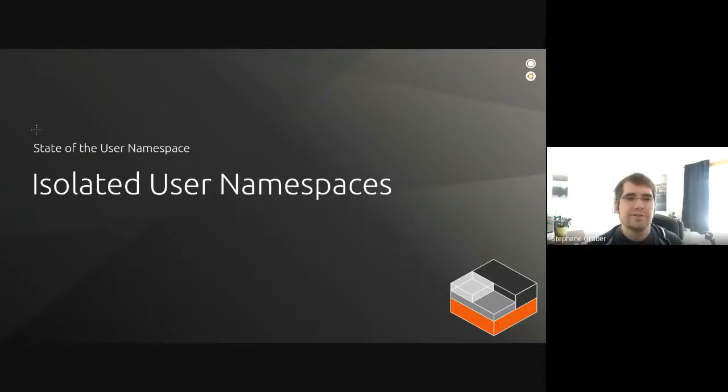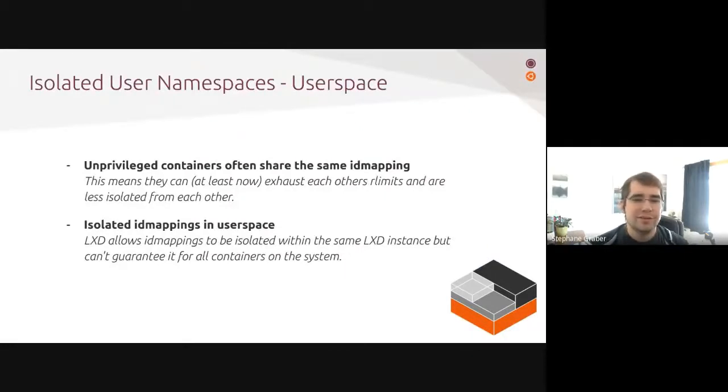Okay, so I'm going to be looking a bit at the isolated user namespaces and the state of things now and where we want to take them moving forward. So as Christian mentioned, unprivileged containers is definitely what we're pushing for. That relies on the user namespace. The default for most user namespace based containers is to use the same ID map for all containers.